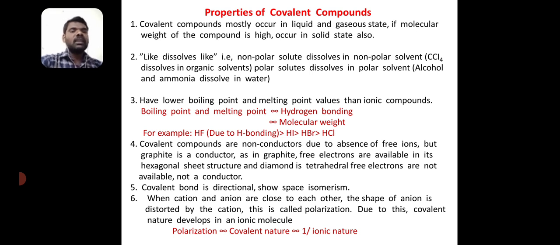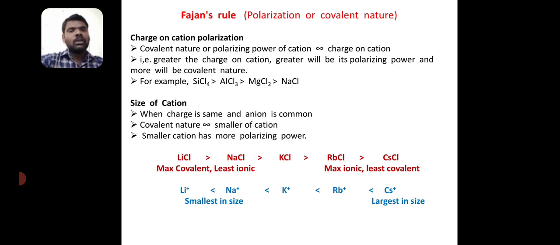When the cation and anion come close to each other, the shape of the anion is distorted by the cation. This is also called polarization. Due to this, covalent nature develops in the ionic molecule. So polarization is directly proportional to the covalent nature and inversely proportional to the ionic nature. Now we can see a very important topic, Fajan's rule, that is, polarization or covalent nature in ionic compounds, in which the charge on the cation matters.